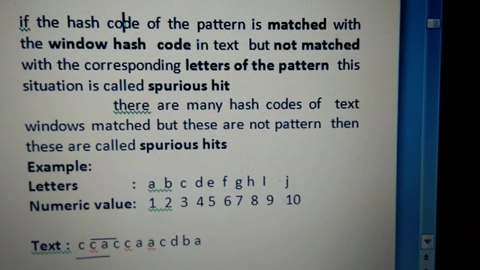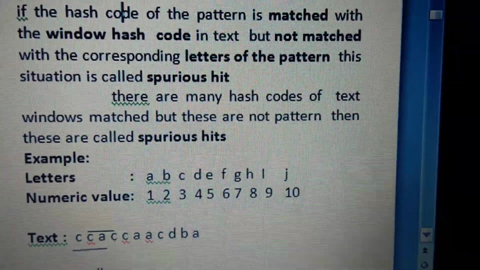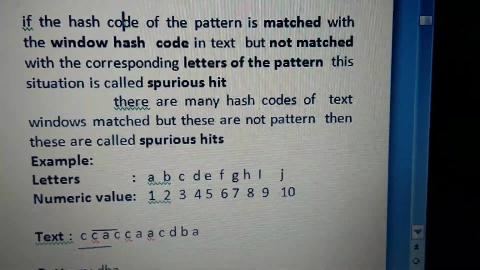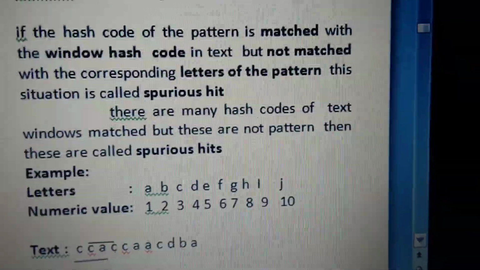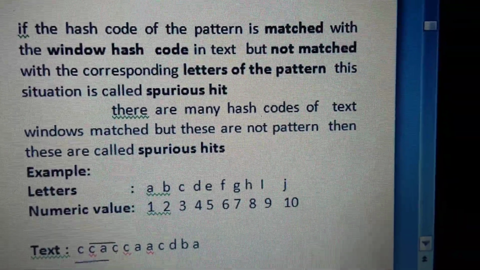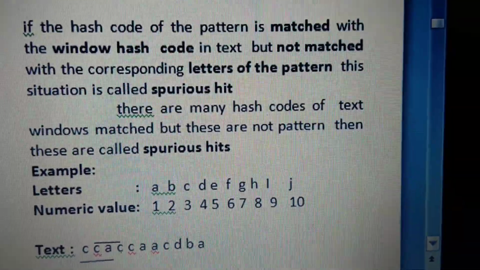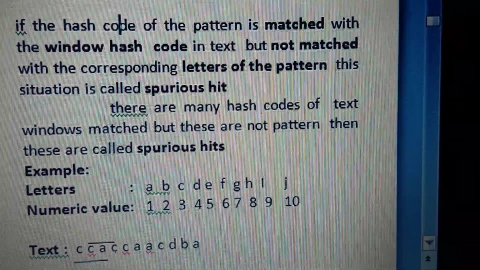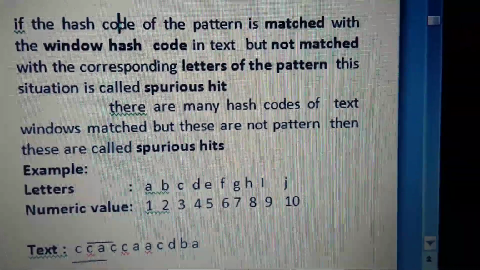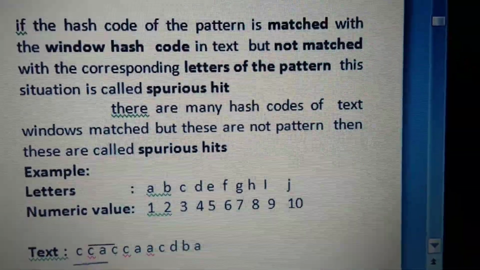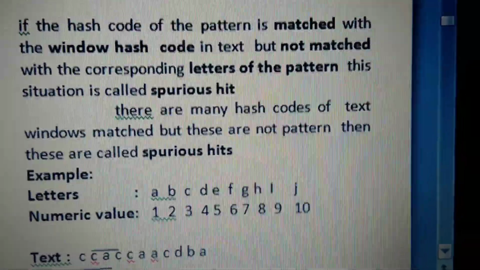So already we know we have to perform n minus m shift operations in string pattern matching in the algorithm. In each shift, we are going to do two steps. First one is compare the pattern hash code with the window's text hash code. If both are equal, then go for checking the individual characters of the pattern with the window.